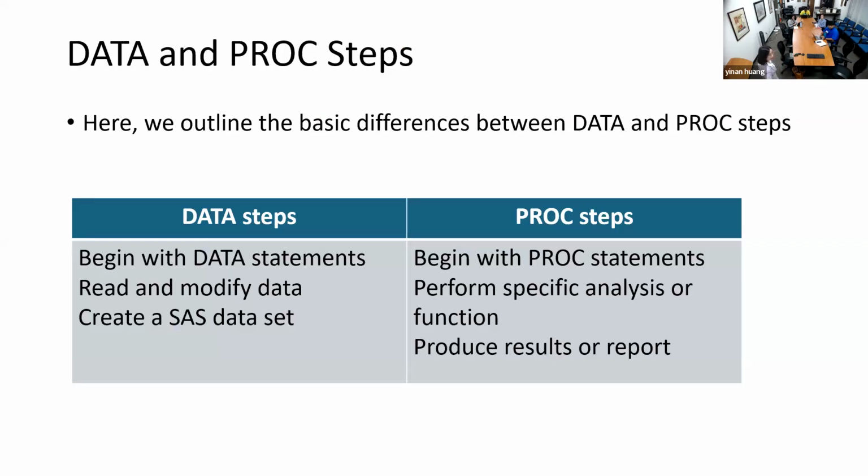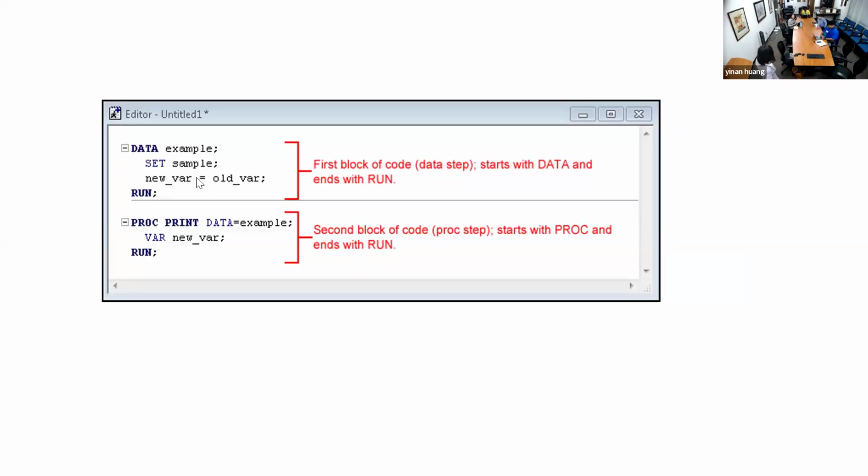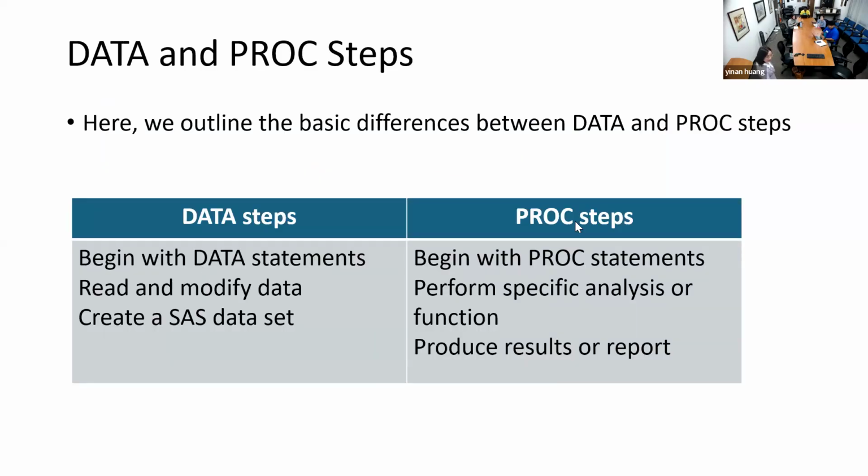Just to summarize, data steps begin with data statements. The function is to read and modify data, and it usually helps us create a new data set. For example, here it creates a new data set named example. And then proc steps begin with a proc statement and then perform specific analysis or functions. It helps us to produce results and reports.